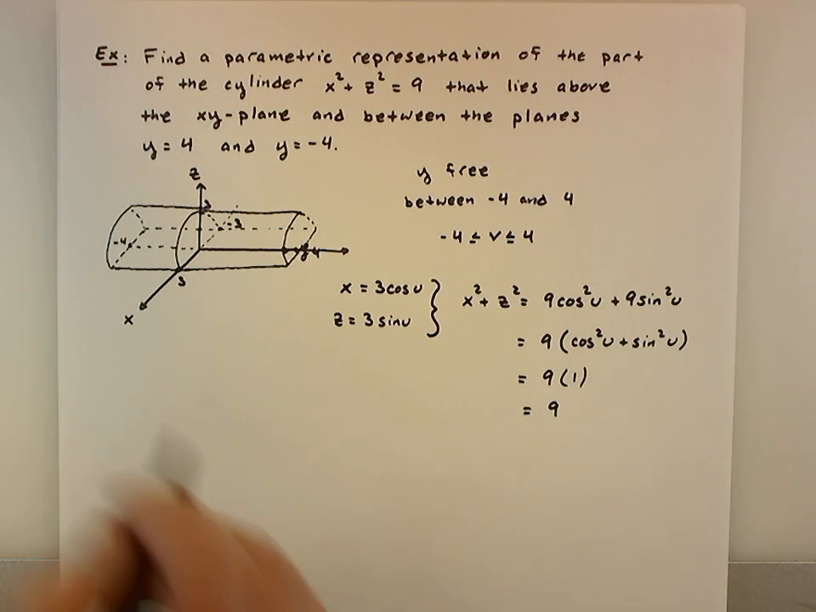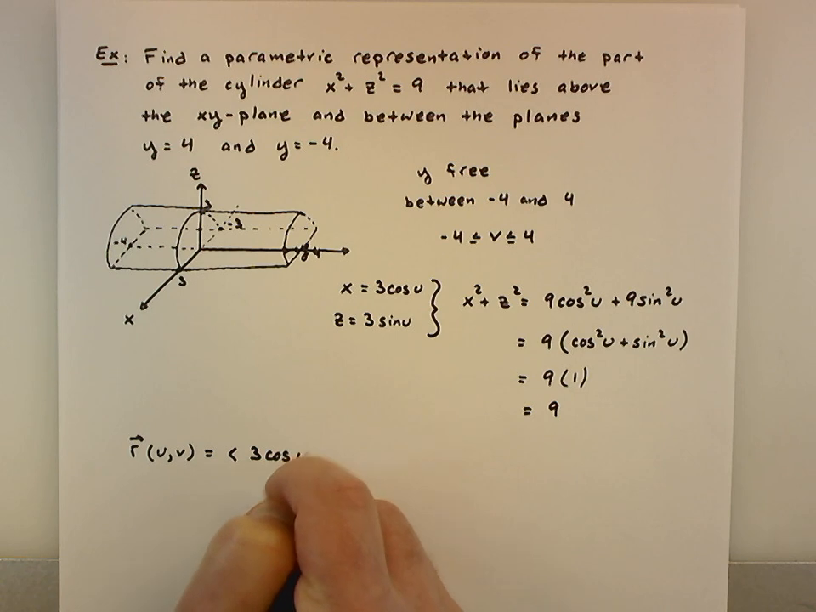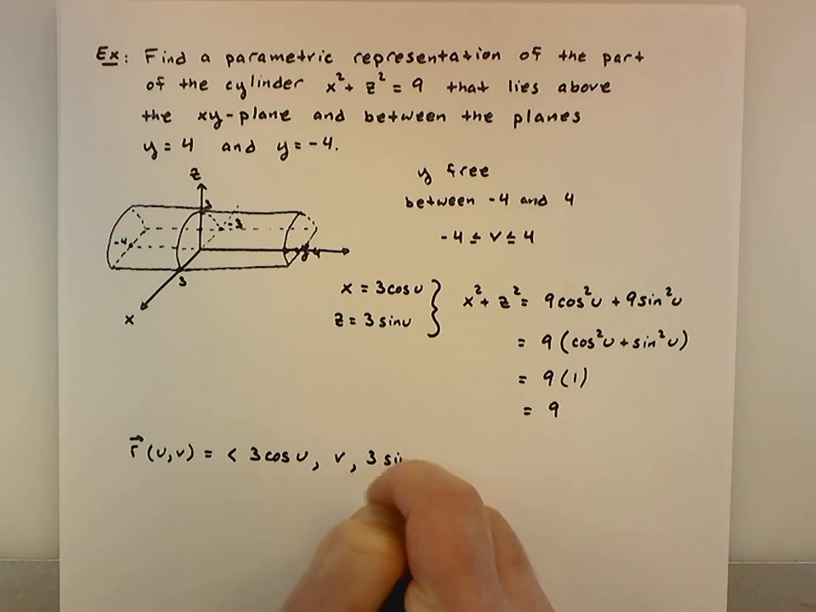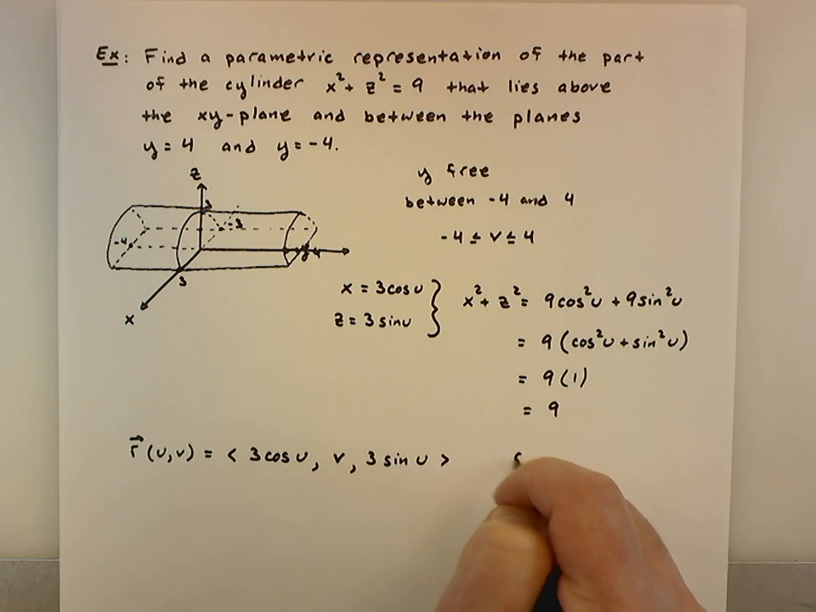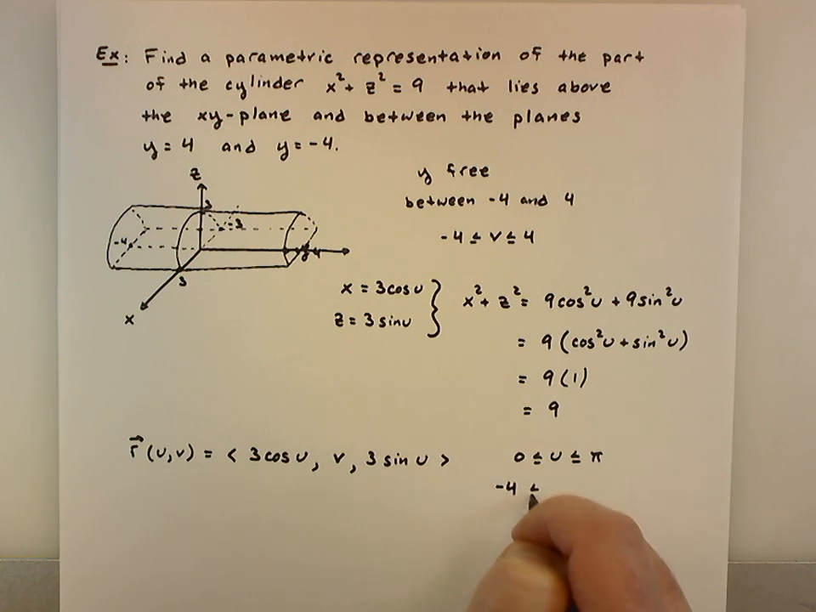So my parametric representation is r of u, v equals x is 3 cosine u, y is v, and z is 3 sine u, where u is between 0 and pi, and v is between negative 4 and positive 4.